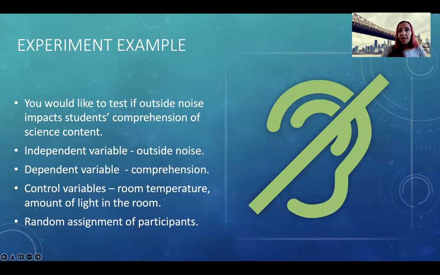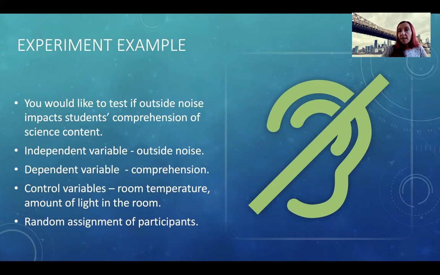Let's take a look at some examples of experiments. I was just thinking about how to explain this control thing in an experiment. So one example is you want to test if outside noise impacts students' comprehension of science content. And how do we control? How do we make sure that noise is what really impacts their comprehension of content? Let's say if they're exposed to more noise, they're less likely to understand the content. So we could make that assumption.